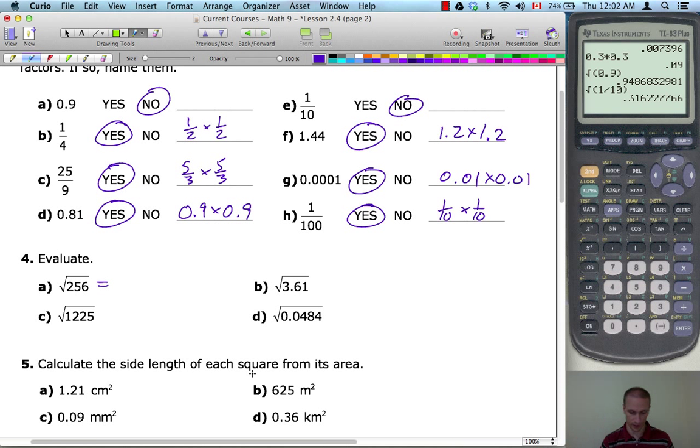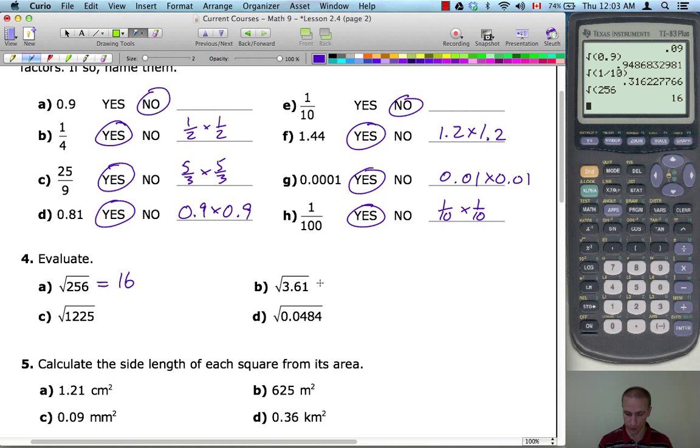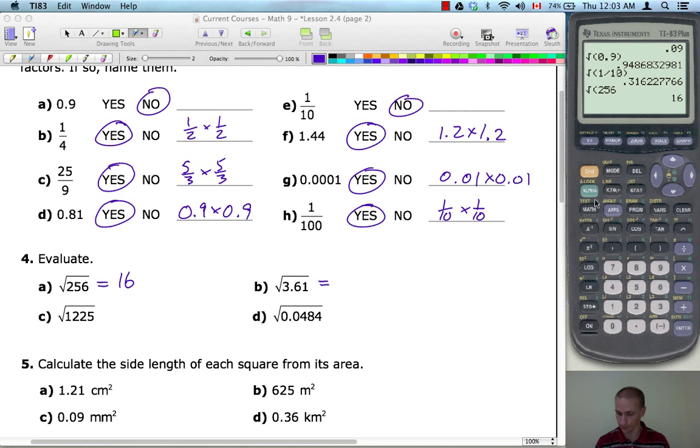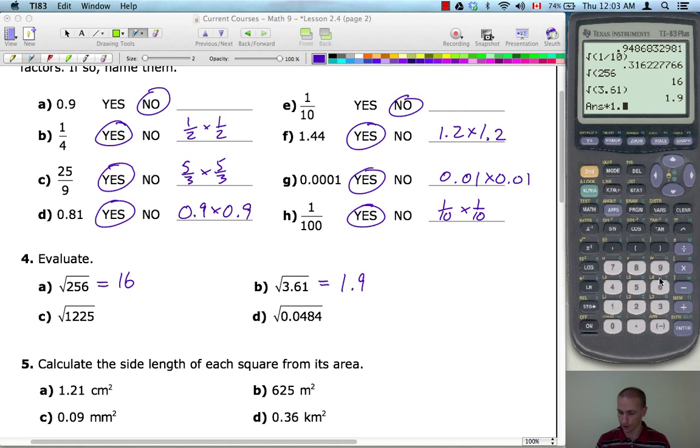So the square root of 256, this one I actually know off by heart, it's 16, but just verifying that on my calculator, the square root of 256 is 16. This one, 3.61, is not one that I know off by heart at the moment. So 3.61, when you take its square root, you get 1.9. And again, it's the number that when you multiply it by itself, it gives you 3.61, which is the number underneath the radical sign.